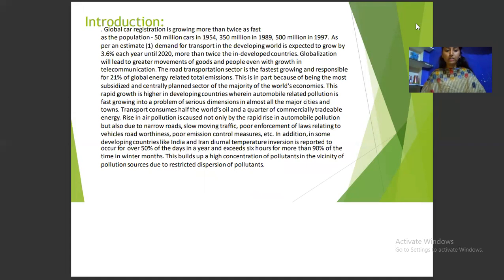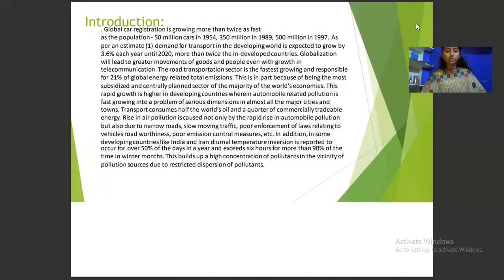Introduction. Global car registration is growing faster than the population: 50 million cars in 1954, 350 million in 1989, 500 million in 1997. As per estimates, demand for transport in the developing world is expected to grow by 3.6% each year until 2020, more than twice that in developed countries. Globalization will lead to greater movement of goods as well as people, even with growth in telecommunication.